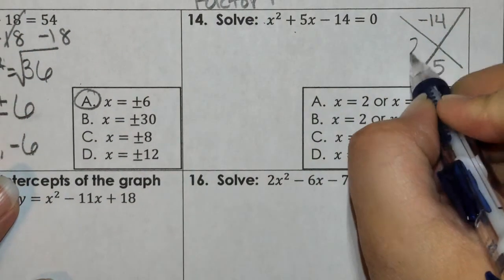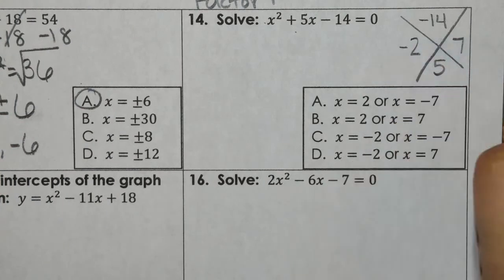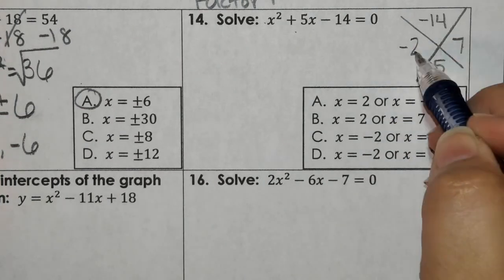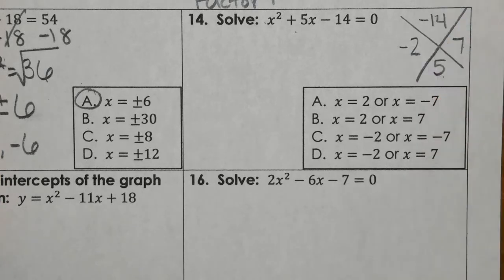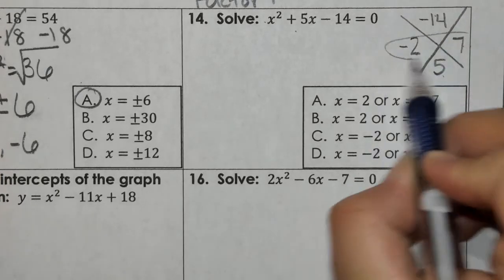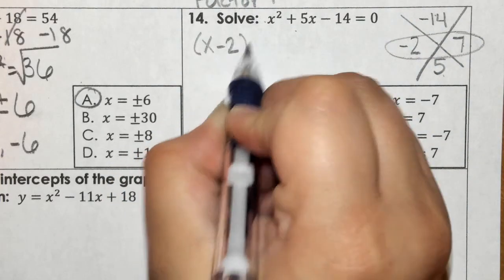2 and 7 can make 5. But how? Which one would be negative? And it would be 2. Okay, 7 minus 2 is positive 5, and 7 times negative 2 is negative 14. So here, we know we've got negative 2 and 7. I write that in factored form.